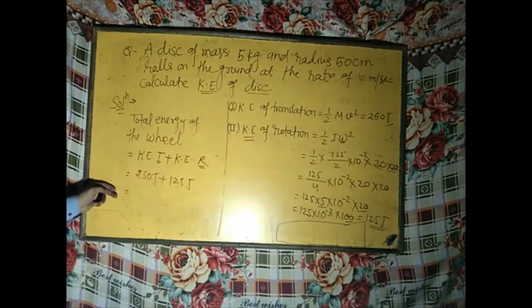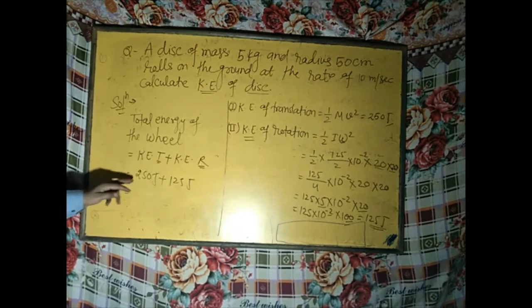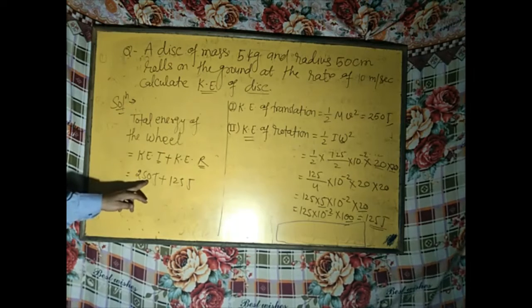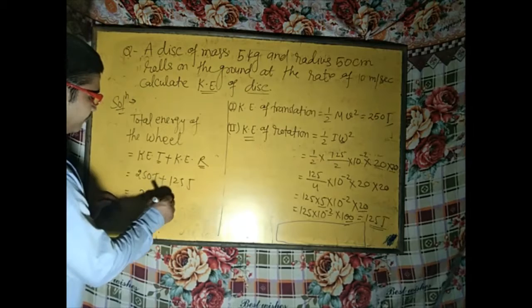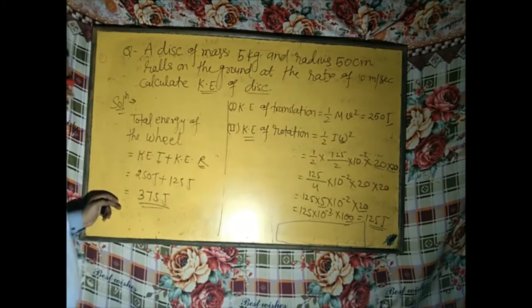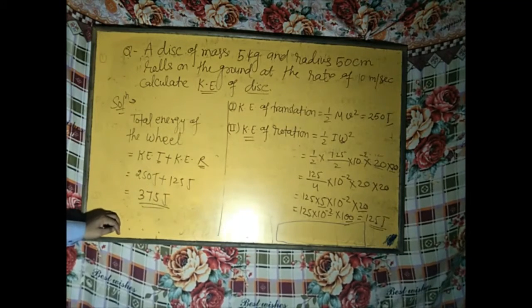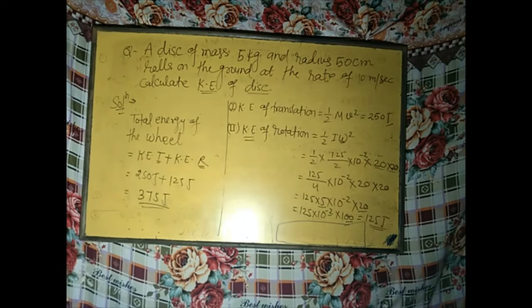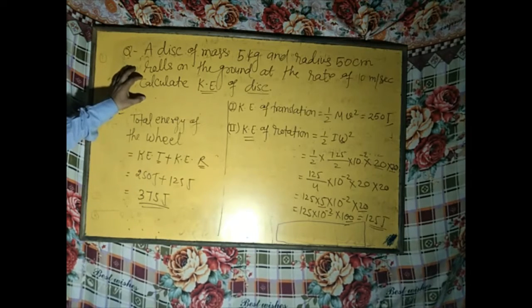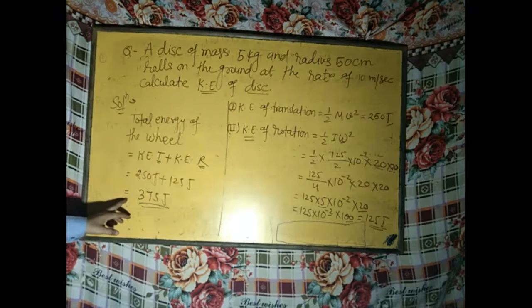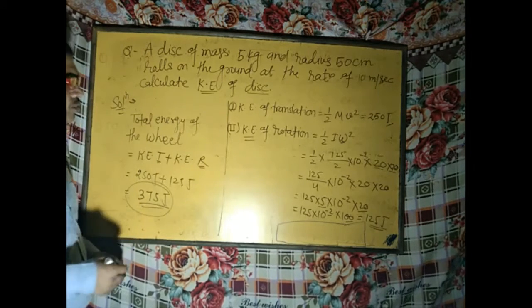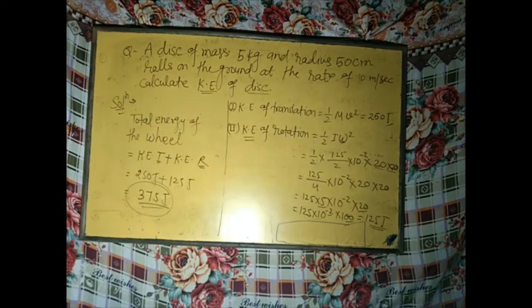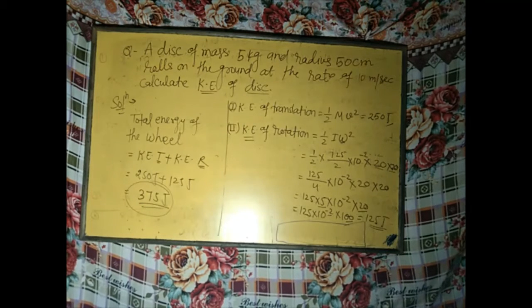So the final answer is 250 plus 125, so 375 joules. This is the answer of this question. The final kinetic energy of this rolling disc will be equal to 375 joules. This is your answer. So try to note it down in your copy. Okay. Complete this question, then we will solve the next one.